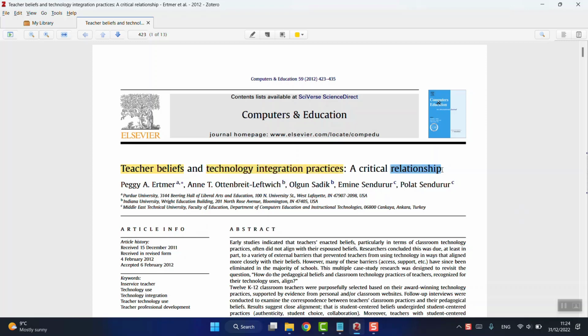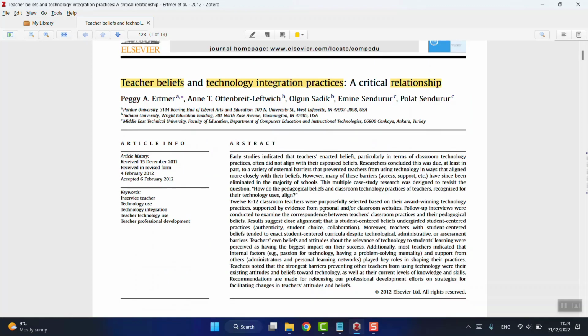The third one is relationship. So apparently this is a relationship study that focuses on teachers' beliefs and teachers' practice of integrating technology in their classrooms. Then I will move on to check the keywords. Here it has in-service teacher that suggests who is the population or sample under study in this research paper.